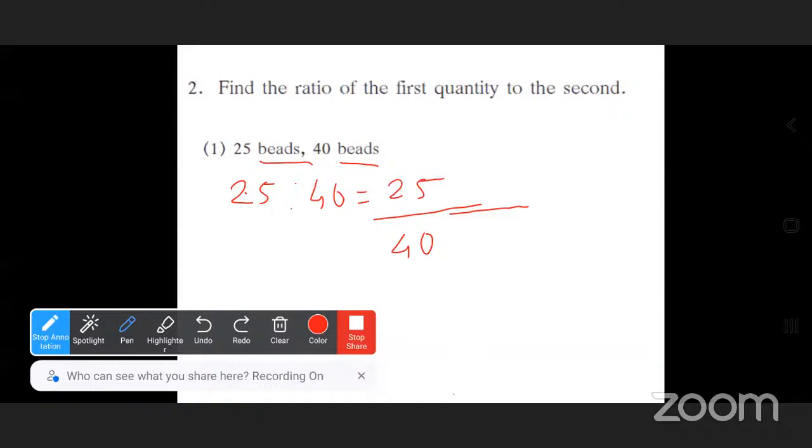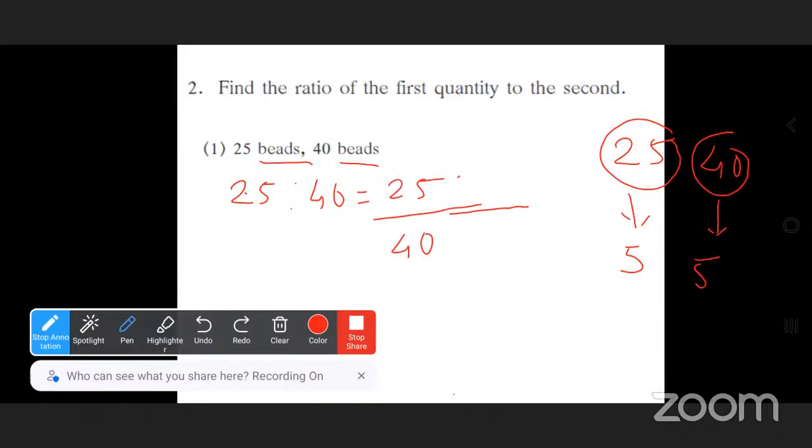Yes, Sridhanu? Ma'am, the common number is 40. 25 and 40. Sure? 25 comes in the table of 5, right? 5 fives are 25. Again, 40 comes in the table of 5. Yes. So the common factor is 5. Both the numbers are in the table of 5, which means you can divide both the numbers by 5.